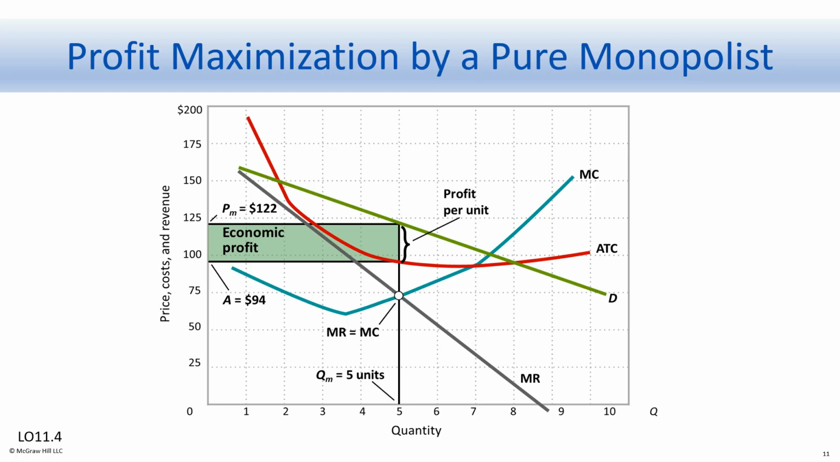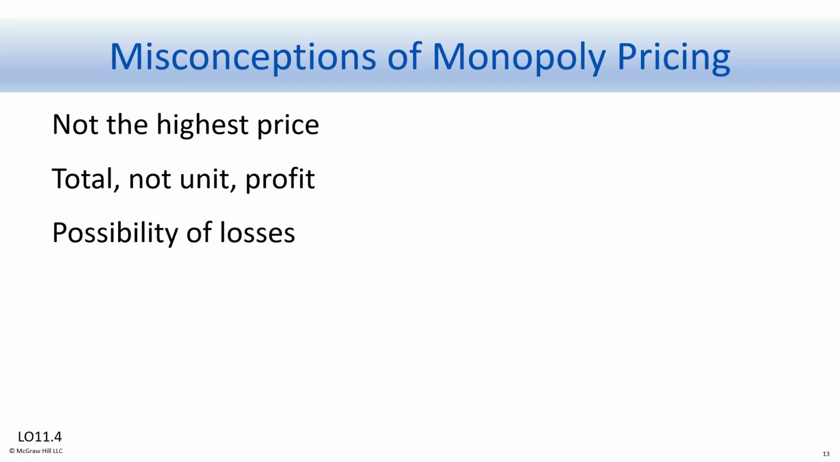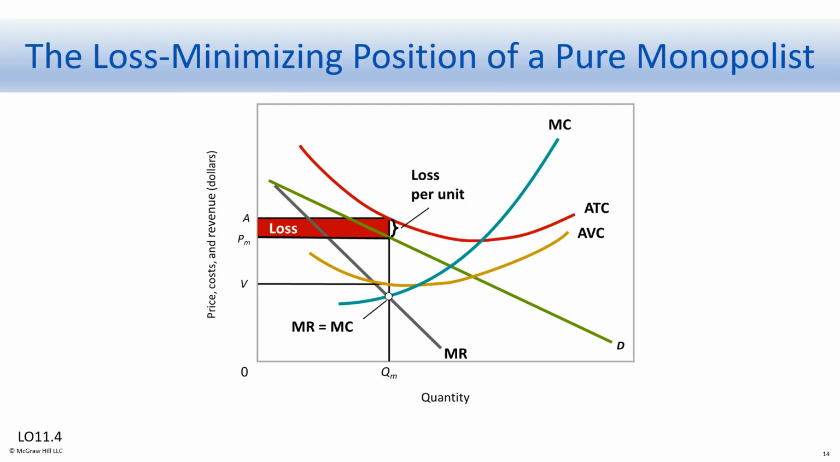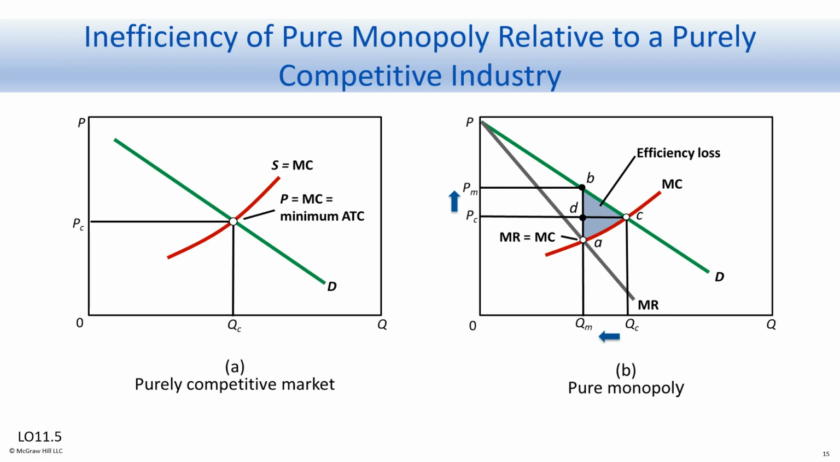Now, that's a long-run picture for monopolists because there are barriers to entry, and that economic profit can be sustained over time. But you might also have a loss, right? If the ATC curve is too high, total cost exceeds the price, so you might have a loss. All right, so I want to look at this picture just a second.